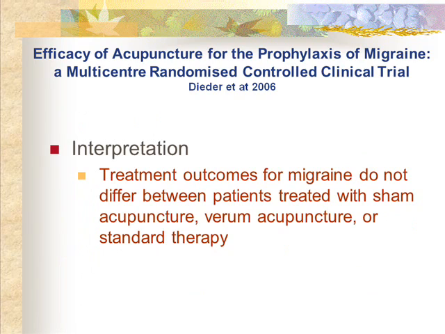So the conclusion or the interpretation of that study is that treatment outcome for migraine does not differ between patients treated with sham acupuncture, real acupuncture, or standard therapy. So you can always argue that, yes, acupuncture is equally effective as compared to standardized treatment and better than when you are not receiving treatment. That's one way of interpreting the data.